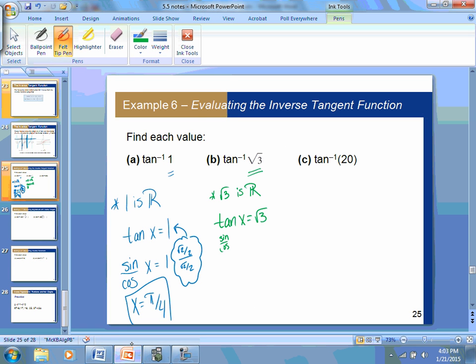So in order to get an answer of square root 3, I would need square root 3 over 2 over the 1/2. Because then when I multiply by the reciprocal, the 2's are going to cancel, so I end up with the square root of 3. So that means I need my sine to be the square root of 3 over 2, and I need my cosine to be that 1/2.